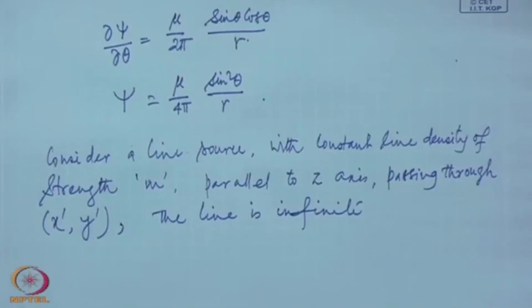Now, to find the velocity due to this line source, what we can do is consider a small element of that line of length say delta z prime. Then the strength of that small line element is m into delta z prime, and this small line element can be thought of as a point, and we know the velocity distribution for a point source of strength, in this case m delta z prime. So, knowing the velocity for that, we can now integrate the velocity from minus infinity to plus infinity, and that will give us the velocity. So, how much will it be?